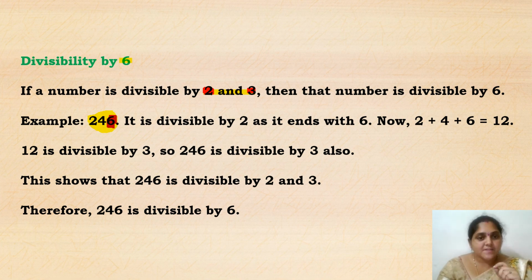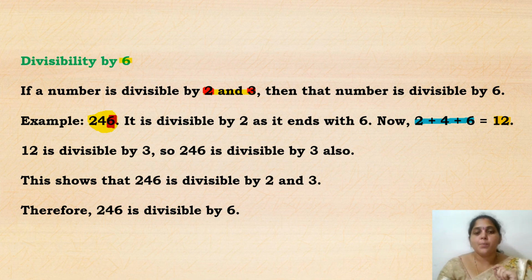Now what is the divisibility rule for 3? You have to add all the digits in the number. So how am I going to add all the digits? I have to add 2 plus 4 plus 6, that is equal to 12. Is 12 in the 3 table? Yes, 12 is in the 3 table. 3 ones are 3, 3 twos are 6, 3 threes are 9, 3 fours are 12. Right, 12 is divided by the 3 table.